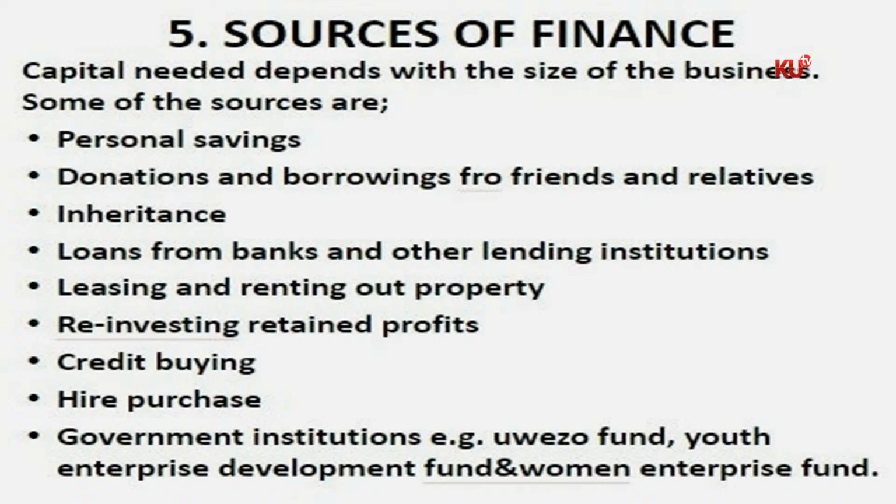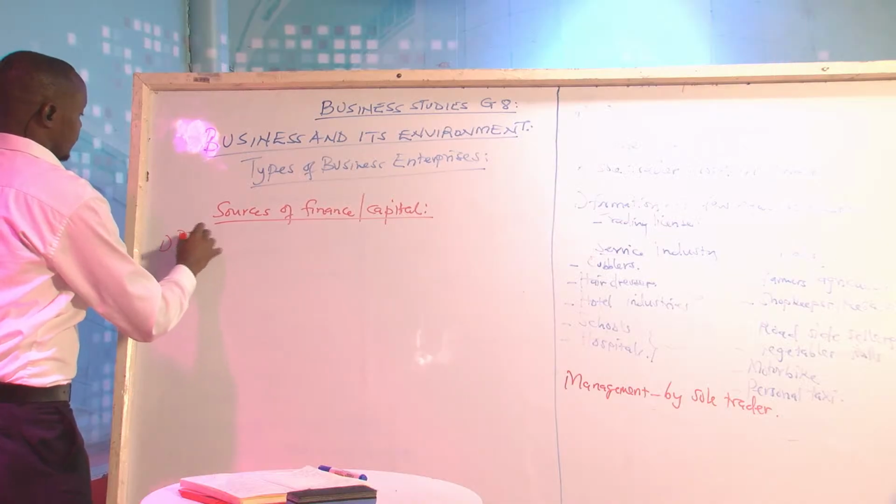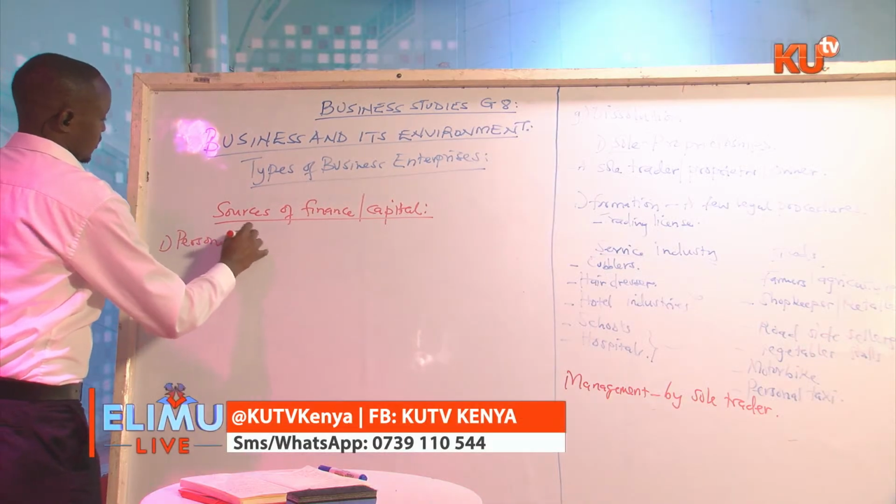Now, this kind of business requires a small amount of capital, unlike companies which require a large amount of capital. And for that reason, the main source of capital for a sole proprietorship is personal savings.